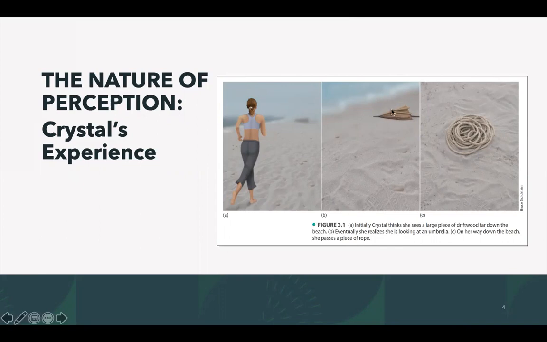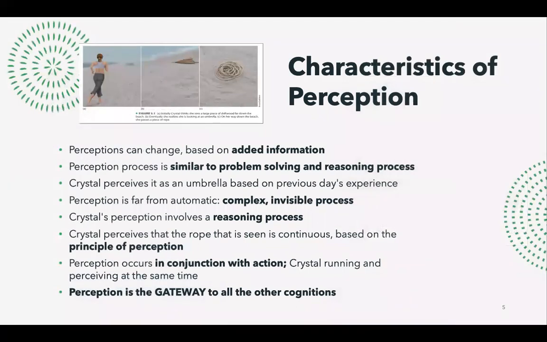And continuing down the beach, she passes some coiled rope that appears to be abandoned. So she stops to check it out, grabbing one end, and she flips the rope and sees that it is a continuous strand. But she needs to keep running because she's supposed to meet a friend at the coffee shop far down the beach. And later, sitting in the coffee house, she tells her friend about the piece of magic driftwood that was transformed into an umbrella. So Crystal's experiences illustrate a number of things about perception.